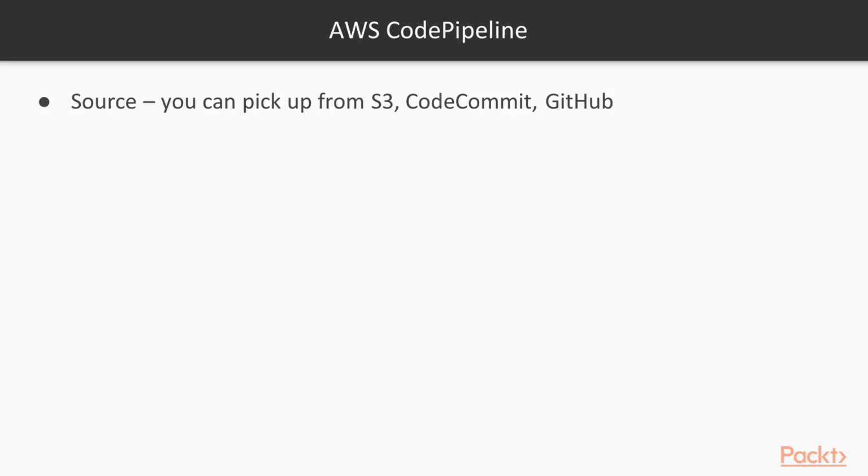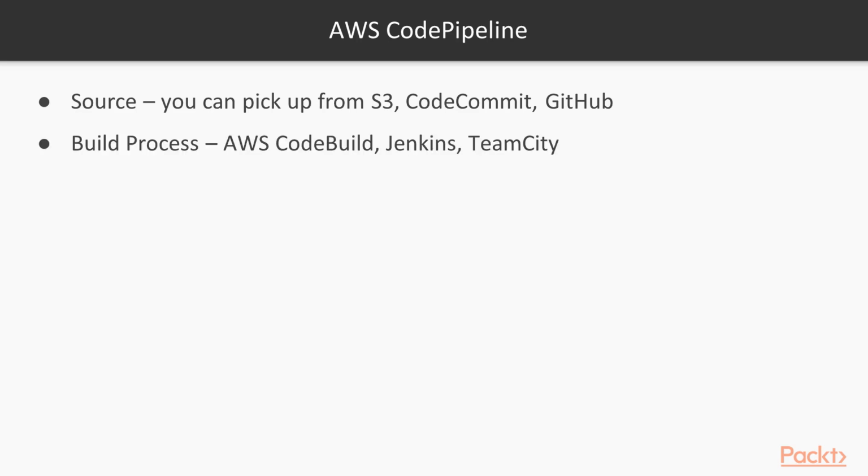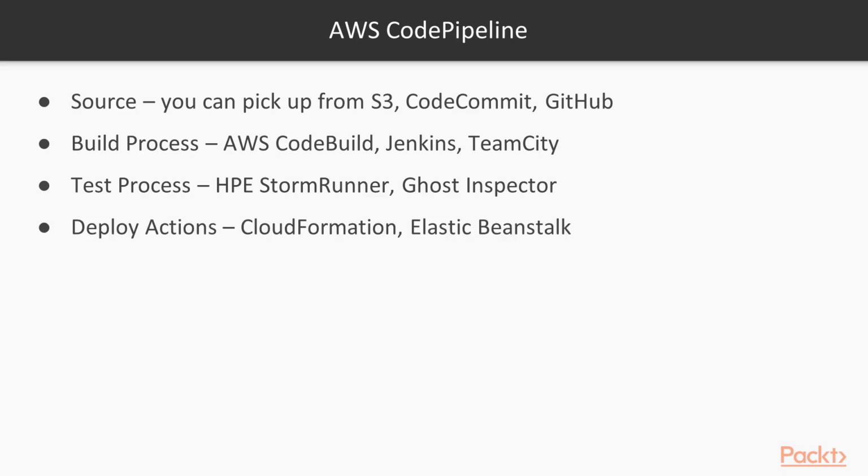Now in each of these steps, in the source step, you specify the source location. Here you can pick it up from either Simple Storage Service, CodeCommit, or even GitHub. For the build process, you can use AWS CodeBuild, the software available by AWS, or a custom CI tool such as Jenkins or even TeamCity. For the test process, you can use tools such as the one from HP, which is StormRunner, or another tool known as Ghost Inspector. And finally, if you want to specify a deploy action to deploy your code, you could use CloudFormation or Elastic Beanstalk.